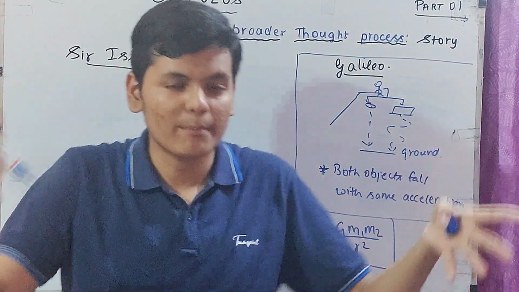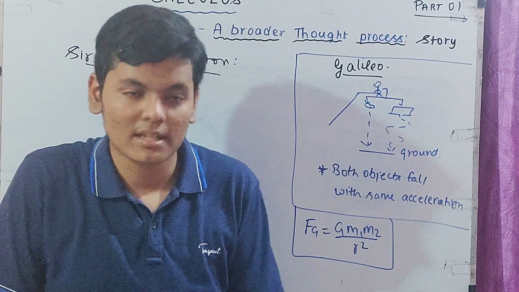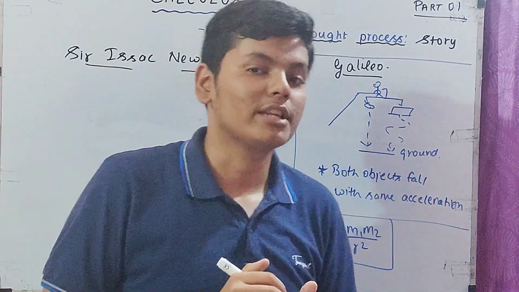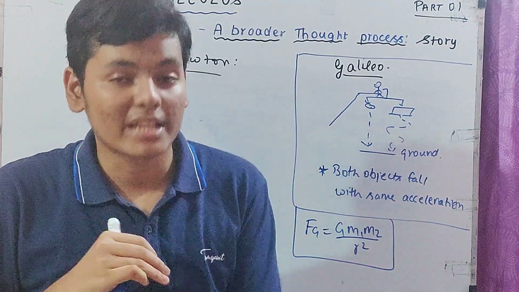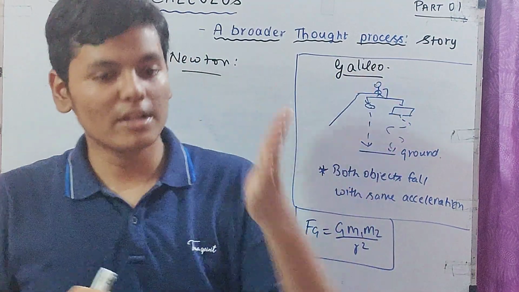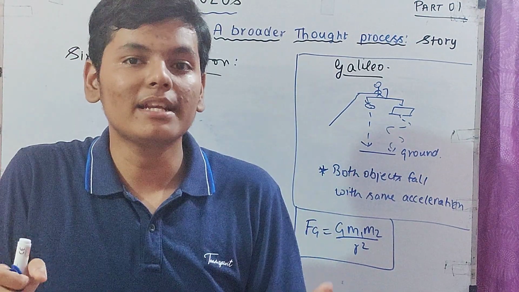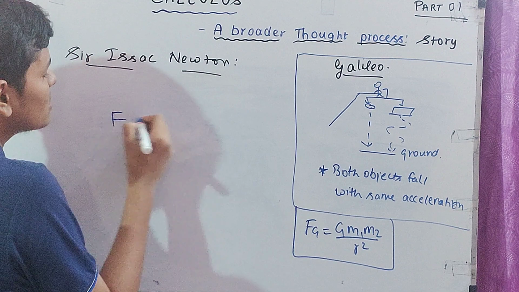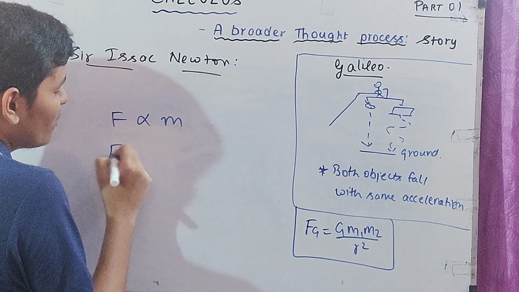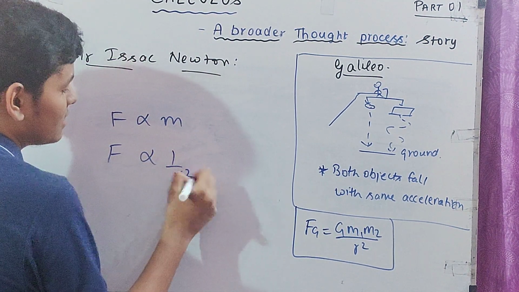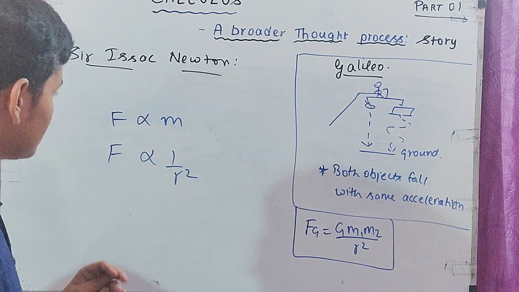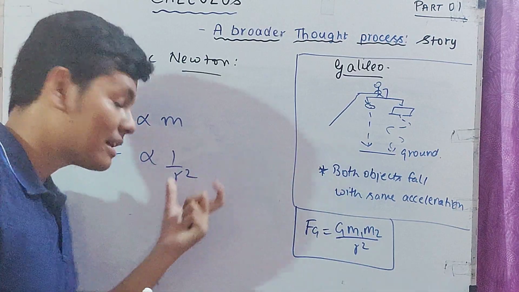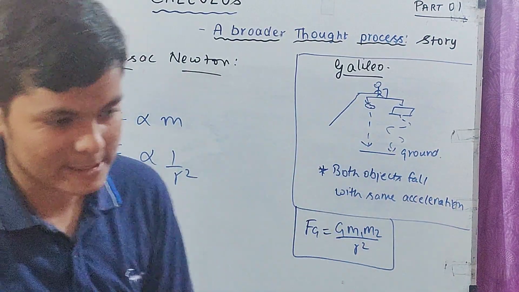He took two different masses, or he assumed the mass of the earth and a mass of a 1 kilogram ball, or 1 kilogram object, and then he knew the distance. He tried to find out the gravitational force. It took a very long time of experimentation to find out the values. He came to the conclusion that force is directly proportional to the mass and inversely proportional to the distance square. How? Because if you increase the mass, the force of gravitation increases. If you increase the distance, the force of gravitation decreases.